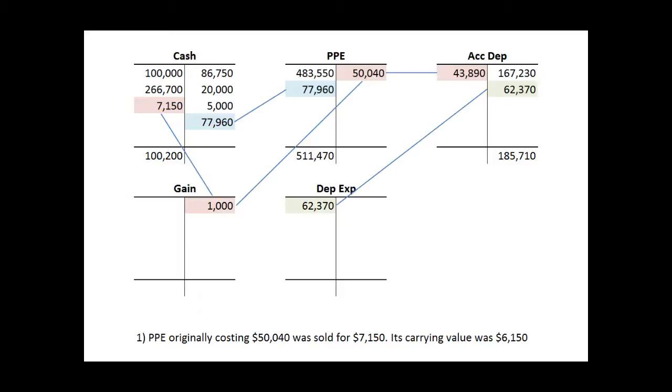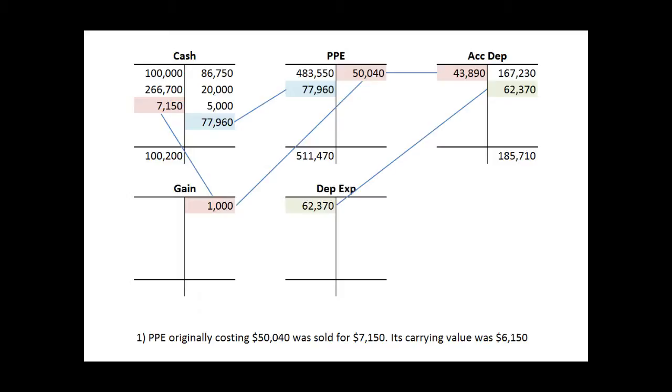But in this case, the question is quite nice and straightforward, because it originally cost this, and it was sold for $7,150. We actually get told straight up front what that price was, which means the proceeds from the sale of property, plant and equipment was a cash inflow of $7,150. So that's relatively easy.